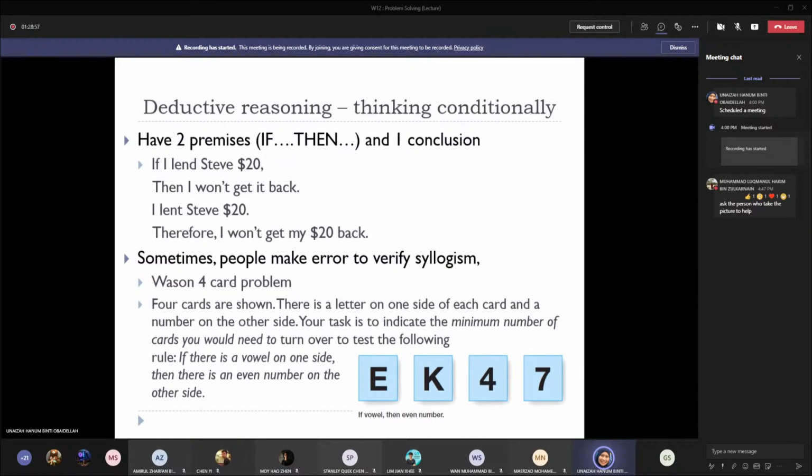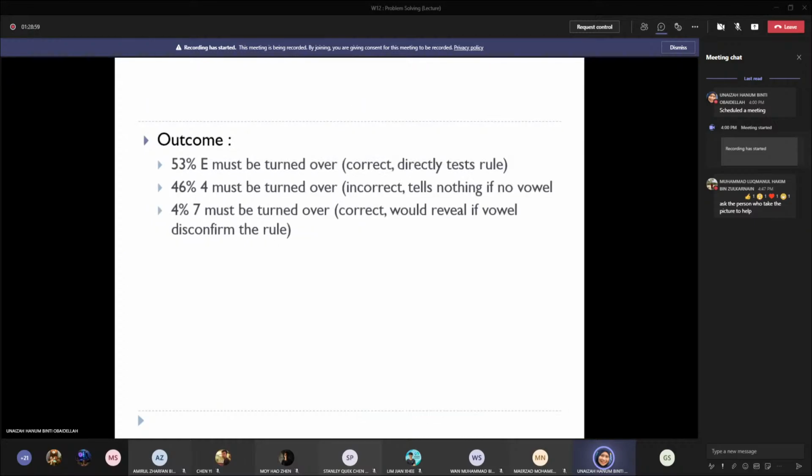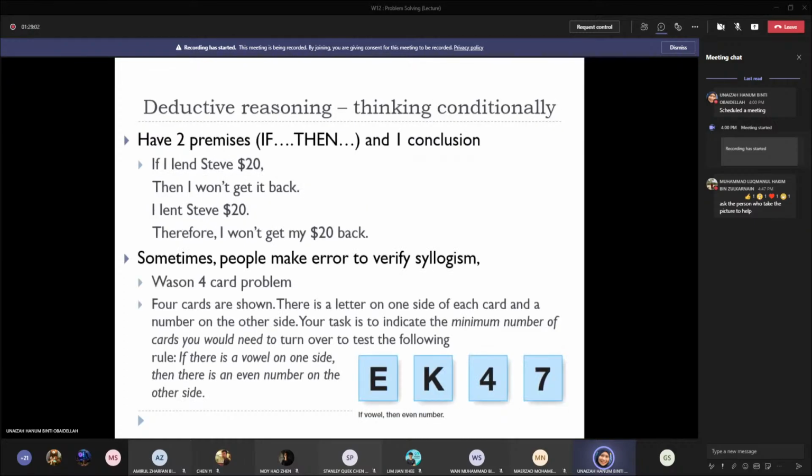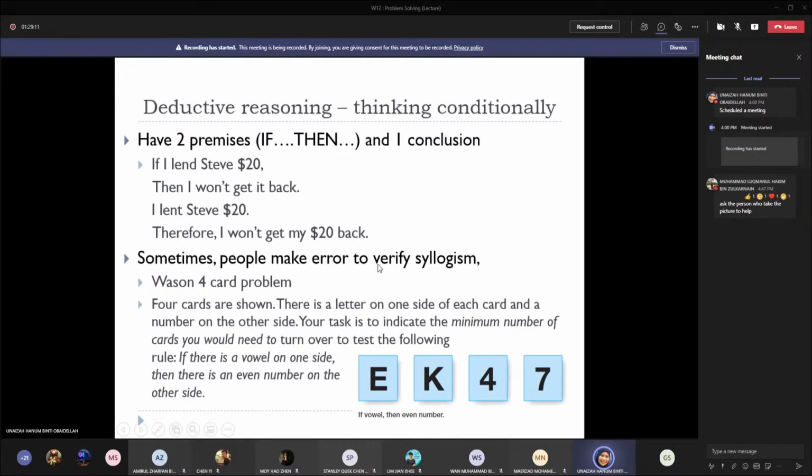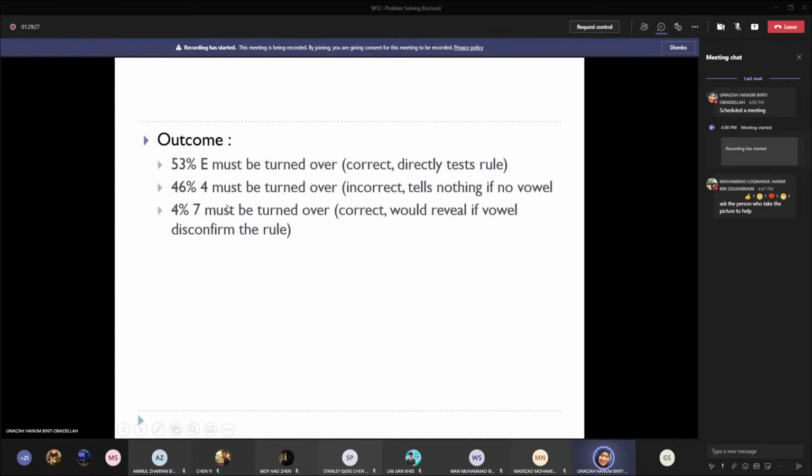But for those who are still not sure, let's go through and see. This was actually shown to people as an experiment. The outcome was that many people said E has to be turned over, because there's a vowel on one side and you want to check whether or not you really have an even number or an odd number. That was about 50%, and 46% said 4 must be turned over.